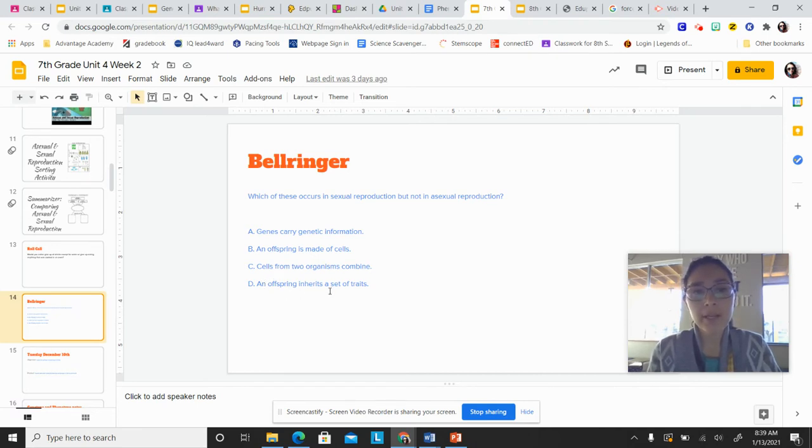Now, an offspring inherits a set of traits. That's always going to be true, no matter what. In asexual reproduction, it inherits the traits of the one parent, and in sexual reproduction, it inherits a combination of the traits from two parents. So that's always going to be true also. So the answer here was C.